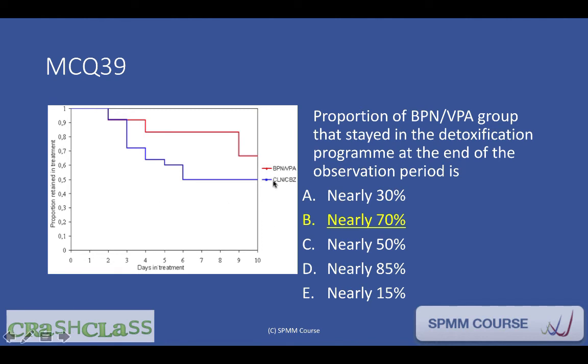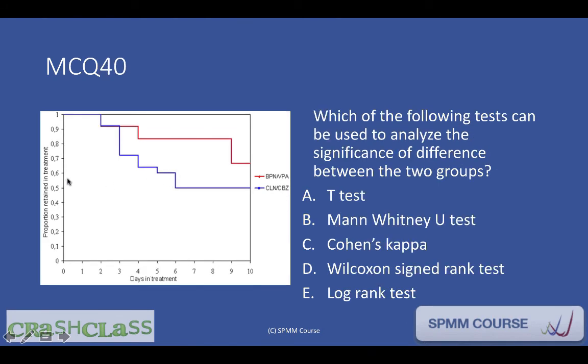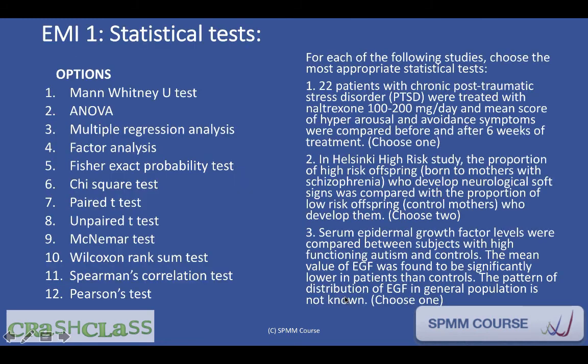What about the blue group, the clonidine group? Around 50% stayed in the treatment by 10 days. Which of the following tests can be used to analyze the significance of difference between the two groups? So if you want to compare the blue group and the red group, what test would you use? You'll use the log rank test. Okay, log rank test. Let's now go to EMI1 statistical test.